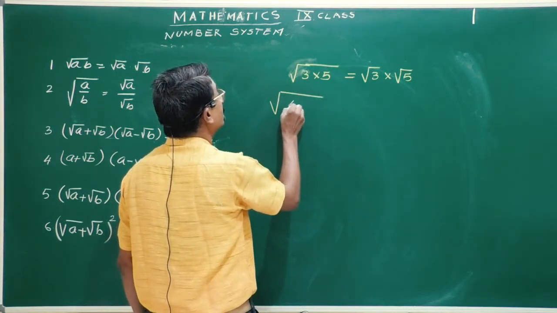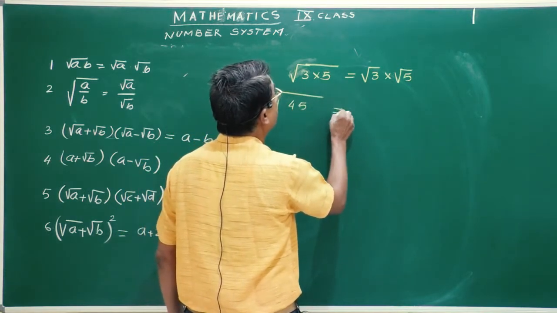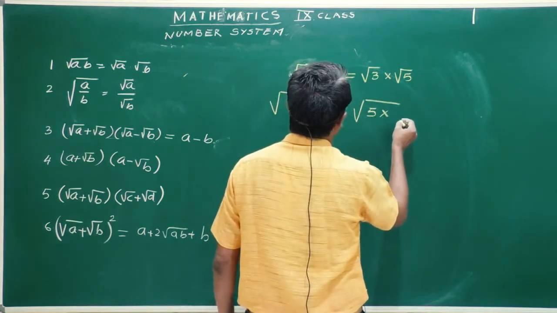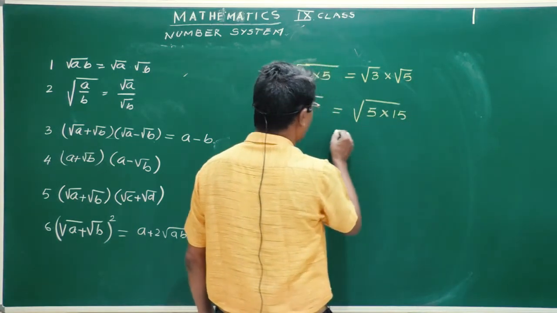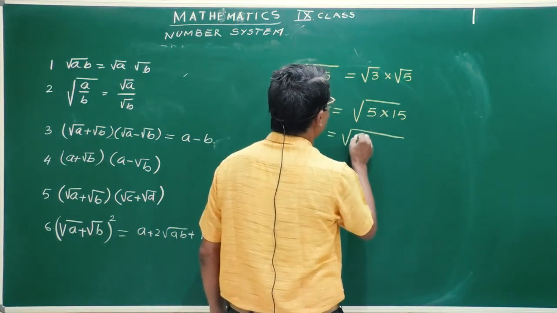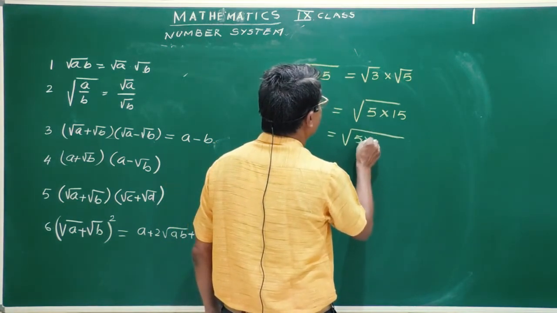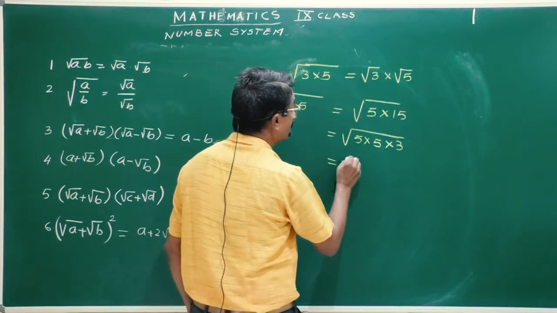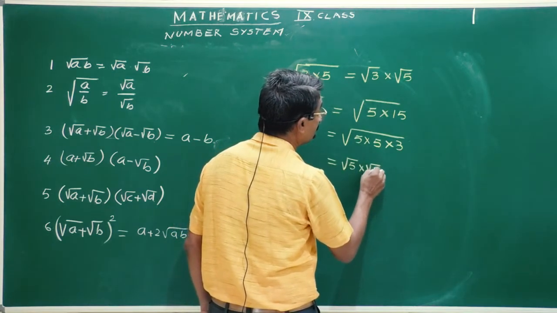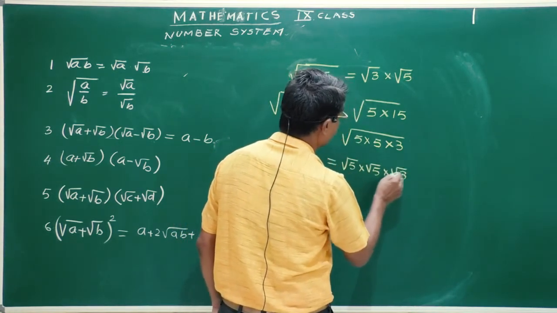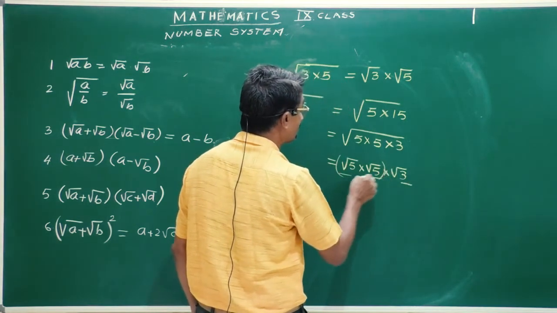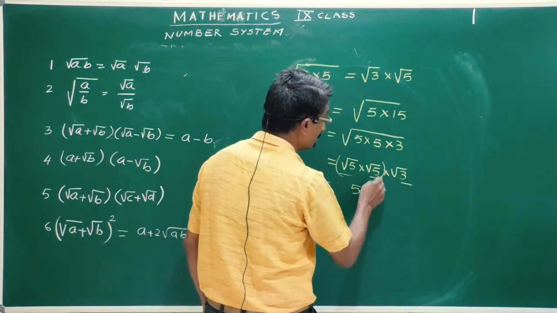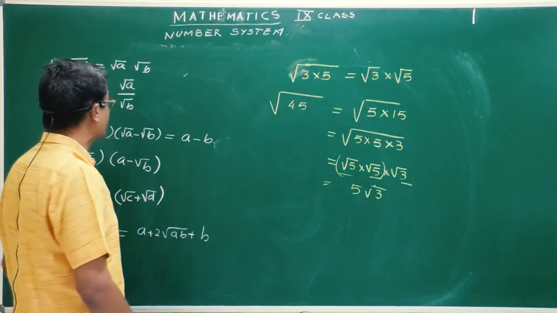If this is 45, we can write under root 5 into 9, or we can also write 5 into 5 into 3. So we can write under root 5 into under root 5 into under root 3. We can separate it also, but here under root 5 into under root 5 will be equal to 5, and this is under root 3. So this is 5 root 3.